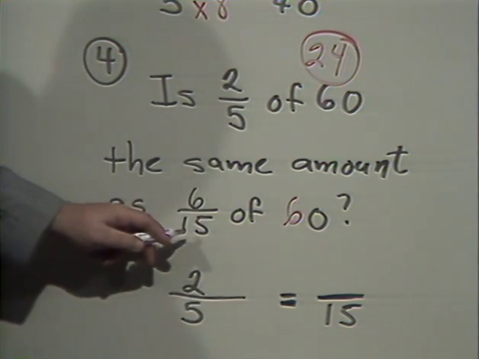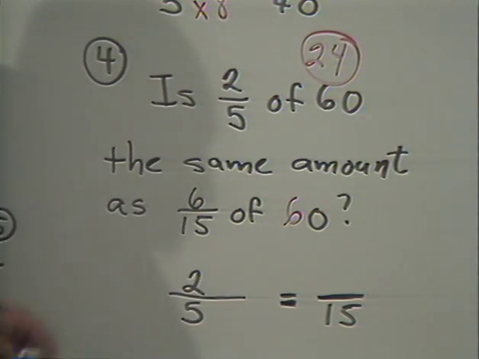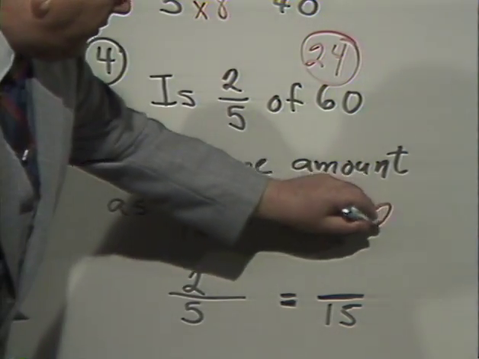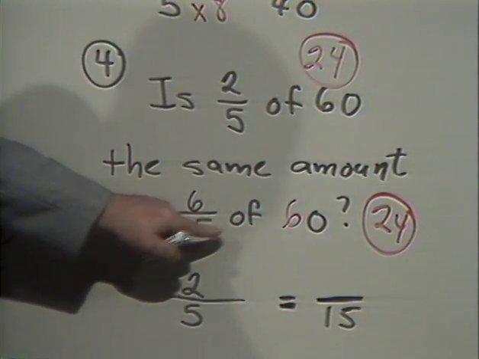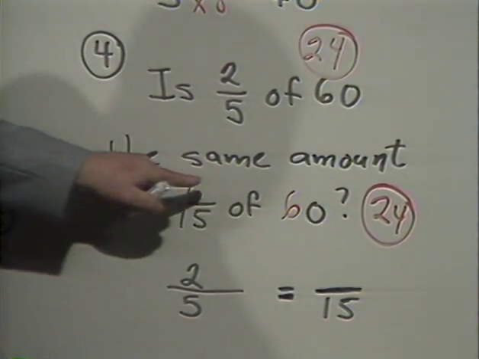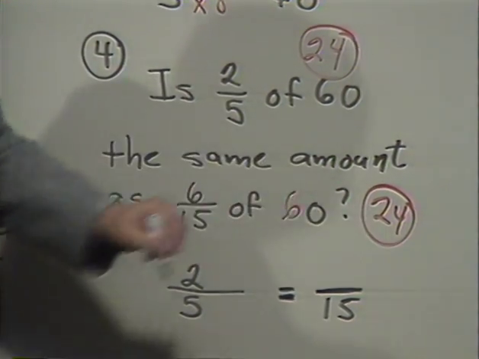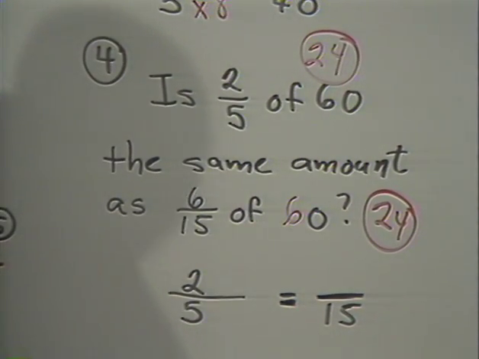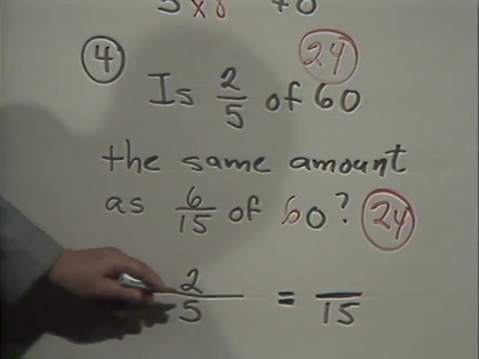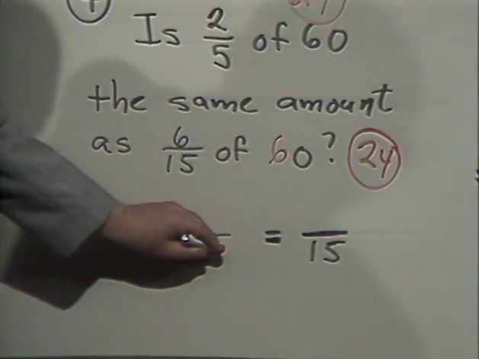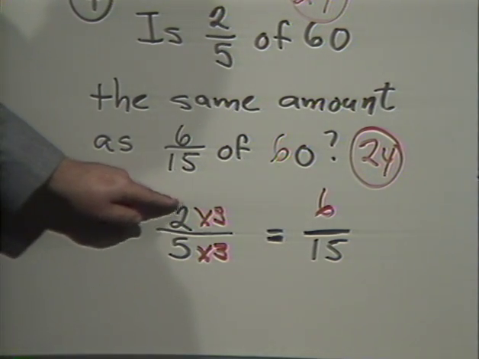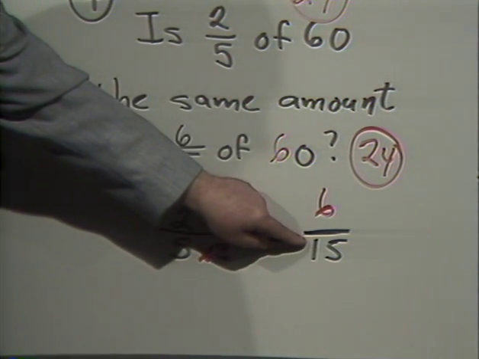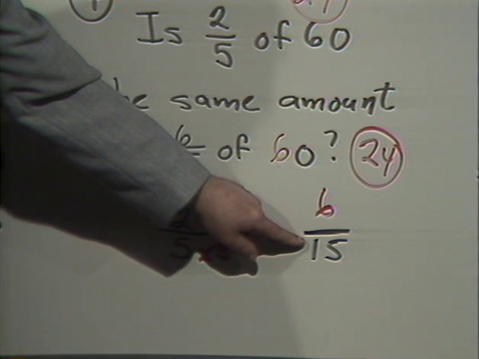See, 60 divided by 15 is 4. 4 times 6 is 24. You see, if I divide 60 into 15 equal parts, each part has 4. And if I now take 6 of those parts, 6 times 4 is 24. And the mechanical way of seeing this is 5 goes into 15 3 times. 2 times 3 is 6. That's how you would have got that 2/5 was equivalent to 6/15 if I hadn't shown you that first.